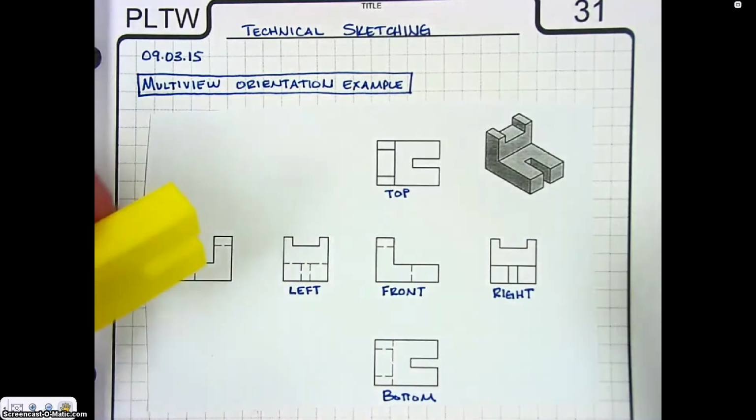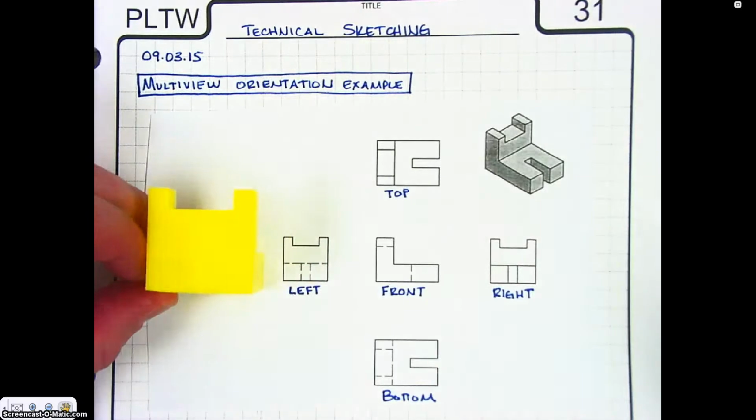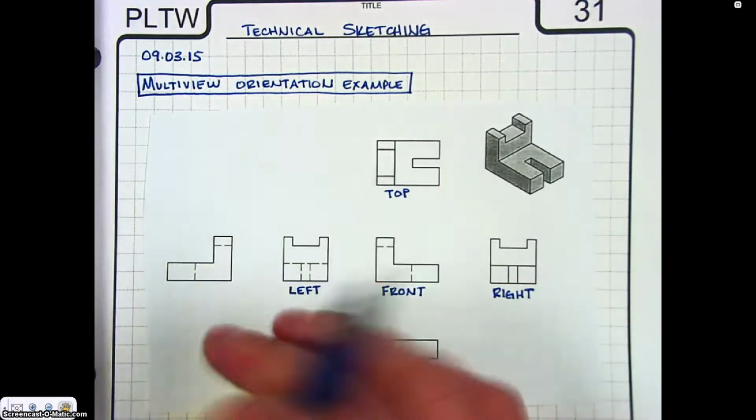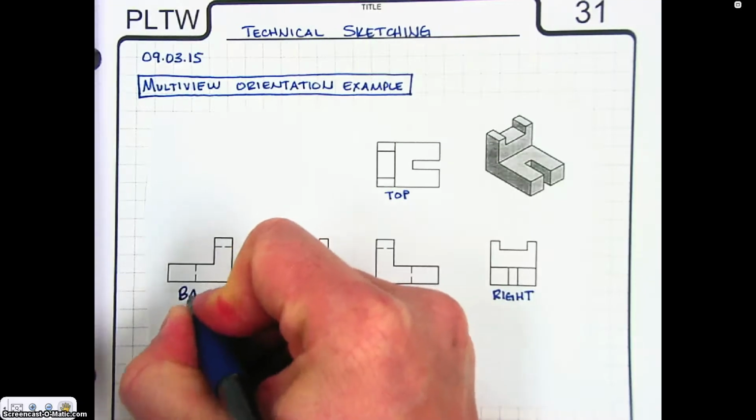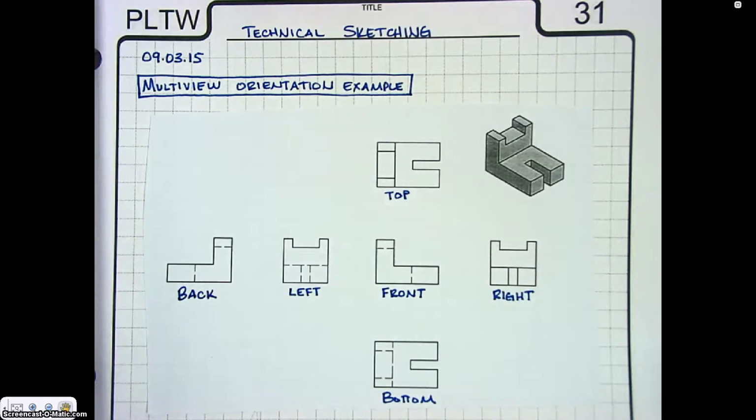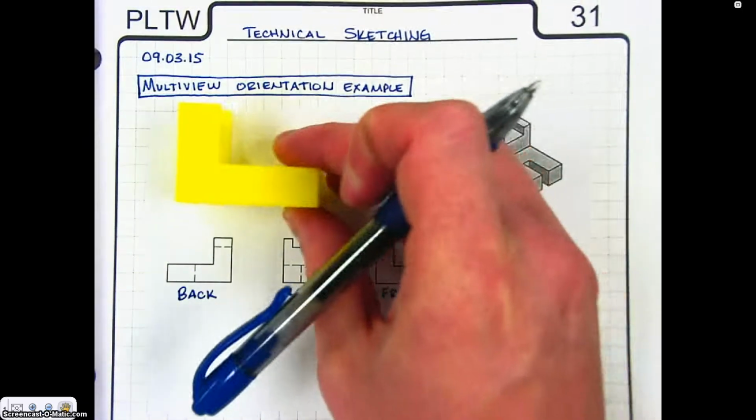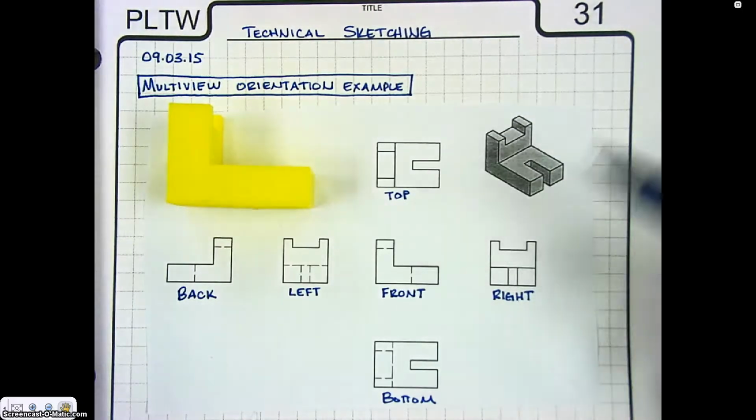The last view we have is the back view. If I look at the left side view and I turn it 90 degrees, I can see that I have the back view. For this part, the back view is very similar to the front view. So that's how the parts work out when creating a multi-view example.